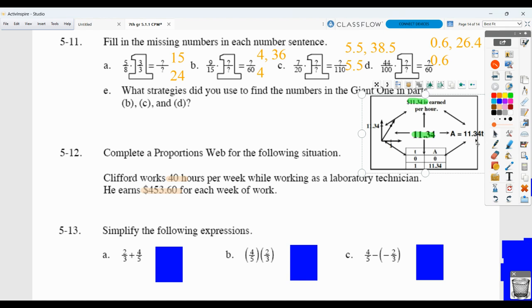Again, they sometimes call this a rule. Rule and formula are the same thing, but they should have added to it where they said, what is T representing? It's representing time. What is A representing? It's representing the amount that is earned.